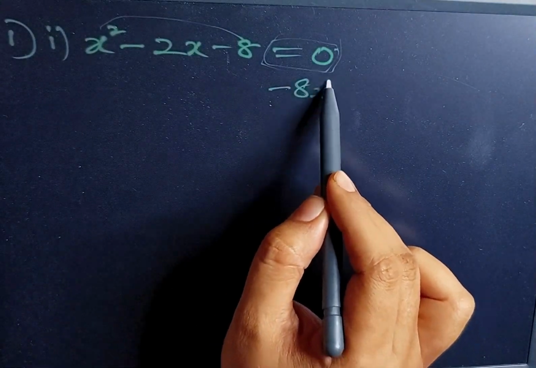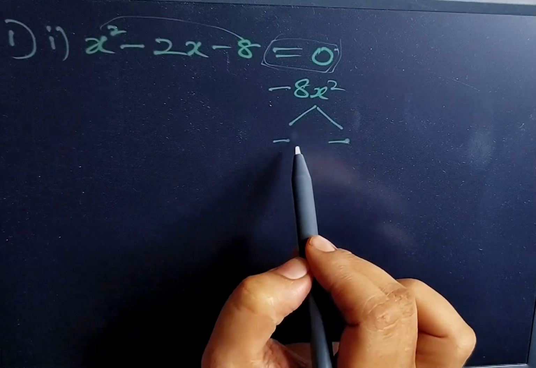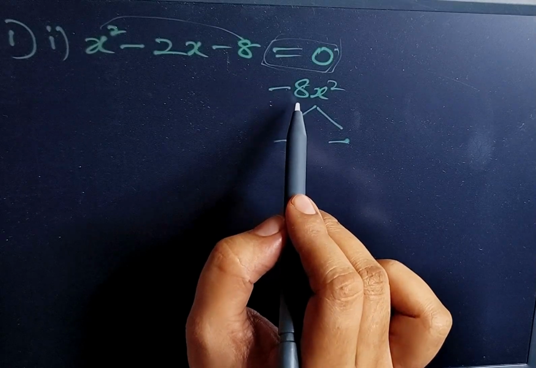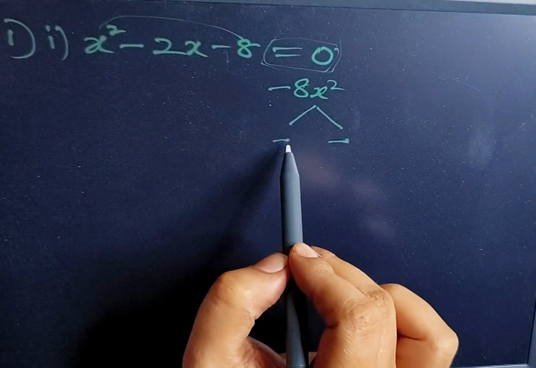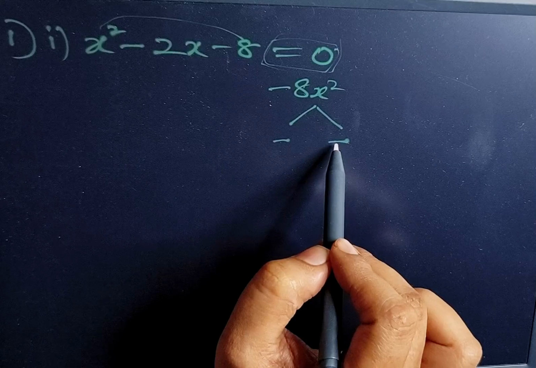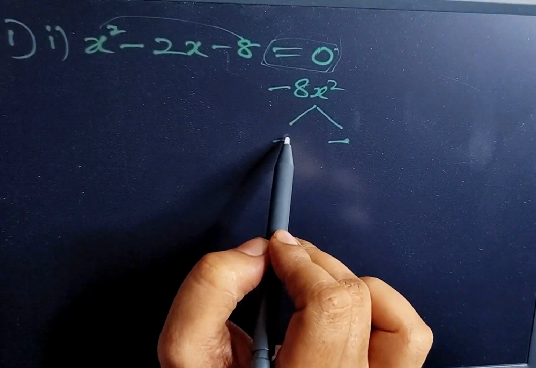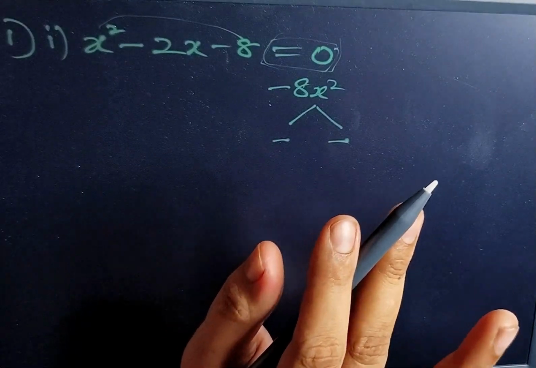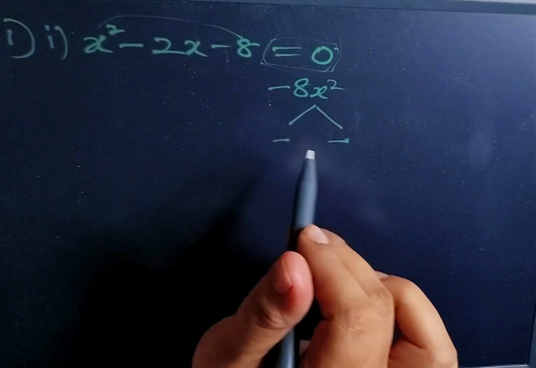So, minus 8x square. If the product is minus, then whatever numbers you are finding, one should be plus, one should be minus, because plus into minus will get minus. Next thing, check with the middle term. If the middle term sign is negative, then the greater number should be negative, smaller number should be positive. If the middle term is positive and the product is negative, then the greater number should be positive, smaller number should be negative. So these are the main points you should keep in mind before starting to factorize any quadratic polynomial.